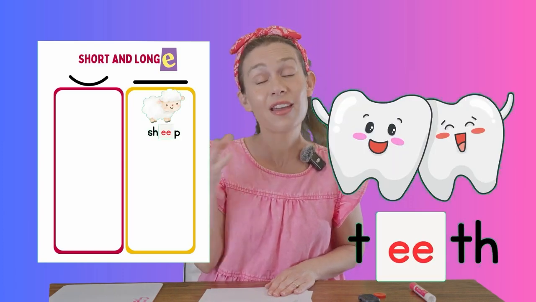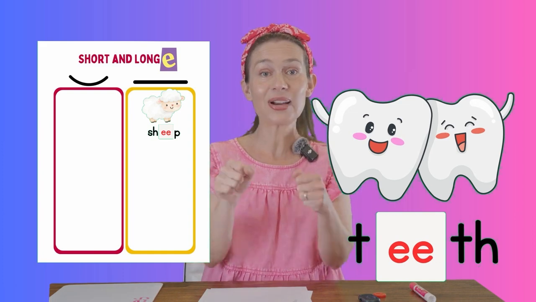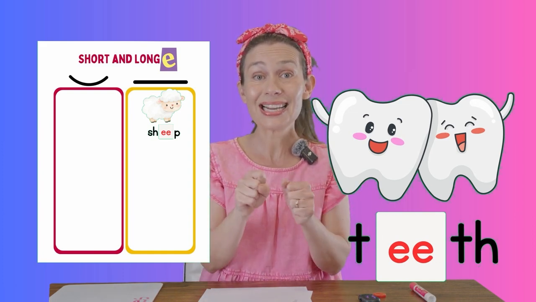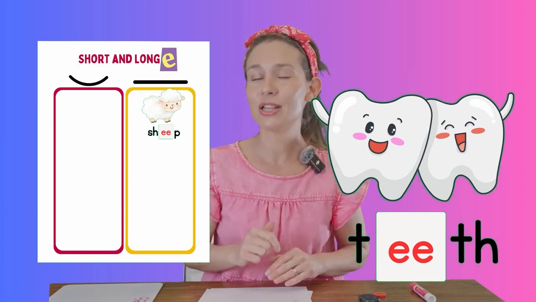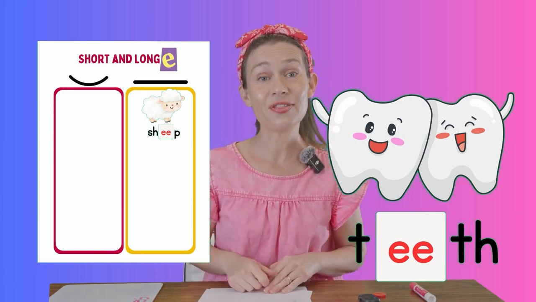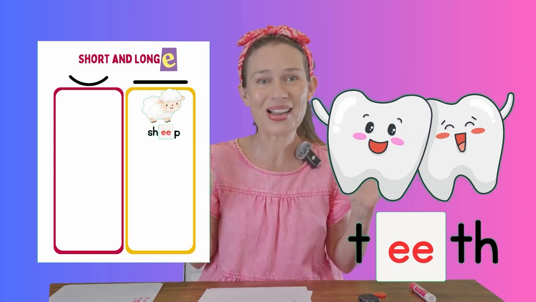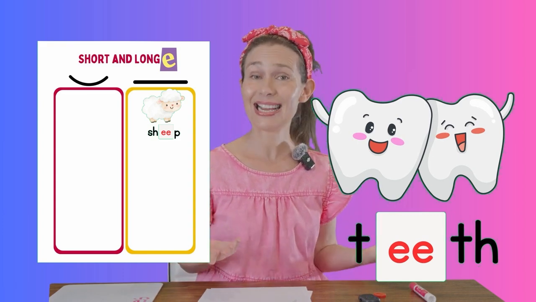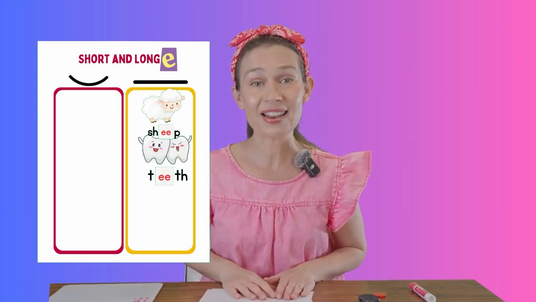T-E, teeth. My word is teeth. Let's stretch it out. Teeth. Ooh, did you hear E in the middle? And that's the long E saying its own name. And in this case, it would be the E twins going down the roller coaster. All right, that means that teeth needs to go on the long E side.